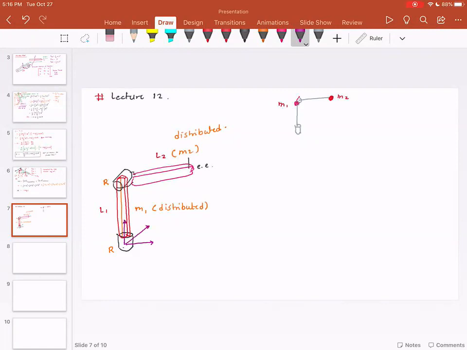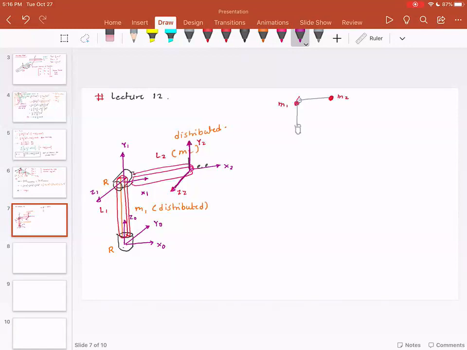So I will quickly draw the coordinate system, x0, y0, z0. And then you have another coordinate system, y1, z1, and x1. And you have one more coordinate system at the end, which is x2, y2, z2.